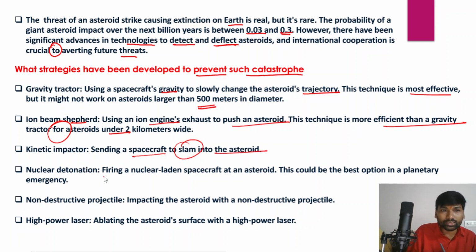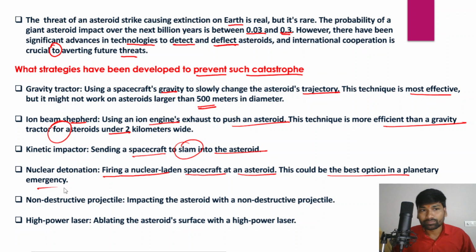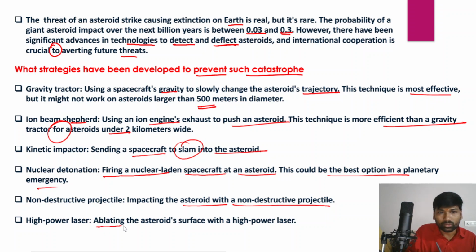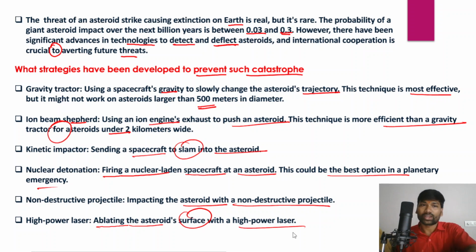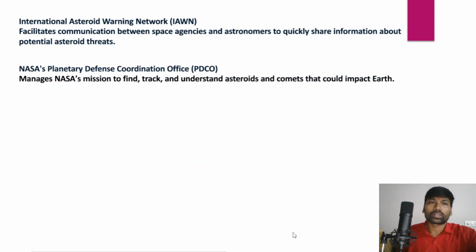And nuclear detonation, particularly firing a nuclear-laden spacecraft at an asteroid, could be the best option for a planetary emergency. Impacting the asteroid with a non-destructive projectile, and even a high power laser, ablating the asteroid surface, are some of the strategies which have been developed to protect the planet from the impact of asteroids. There is also an organization which was established to ensure global collaboration to deal with asteroids, that is the International Asteroid Warning Network.